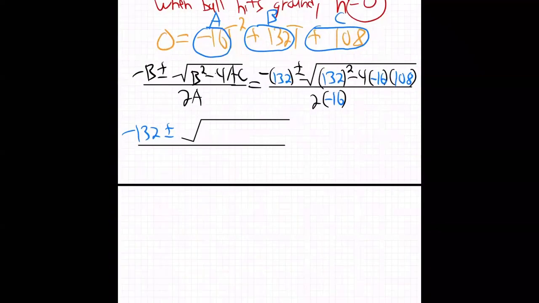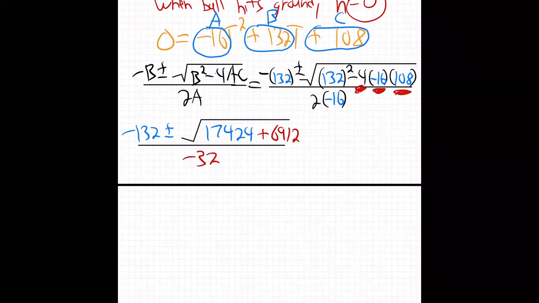So 132 squared, I'm getting 17424. These are very big numbers, aren't they? And then over here, notice, careful with the signs, right? The main thing is sign. See, negative times positive. So what's happening there? Two negatives, right? So it's going to be positive, and then just multiply the numbers on your calculator. 4 times 16 times 108. So positive 6912 on the bottom, 2 times minus 16, minus 32.